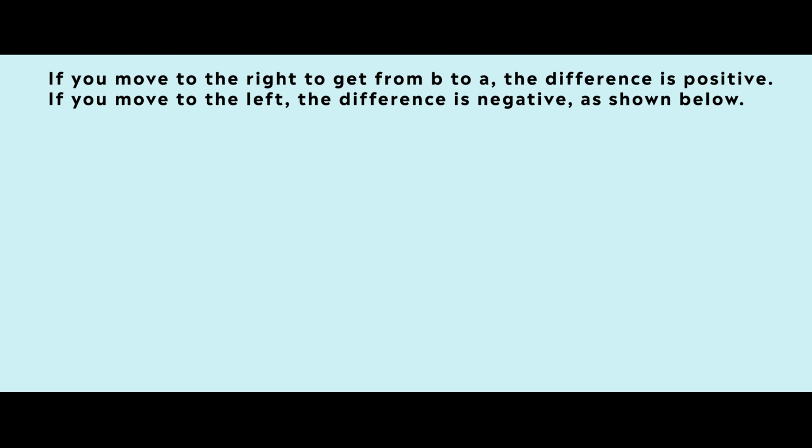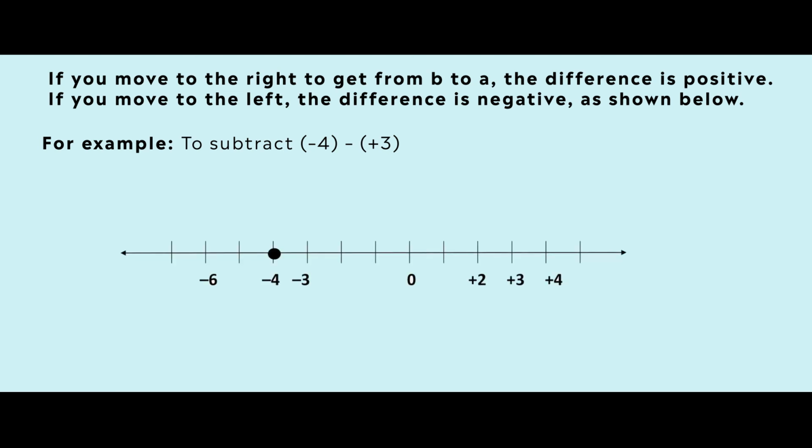So here again we will use a number line. Example, to subtract negative 4 minus positive 3. Now here you have to see what to be added to positive 3 to get to negative 4. So we have positive 3 here. Something should be added to positive 3 to get to negative 4. We will move from positive 3 to the left to negative 4. We landed on negative 4.